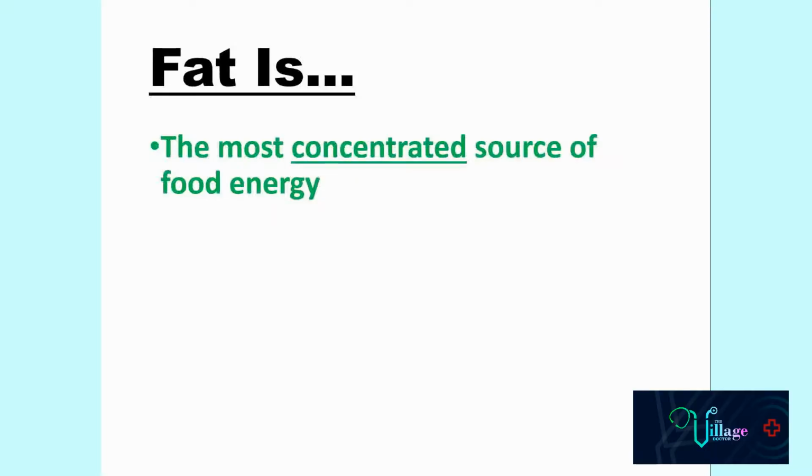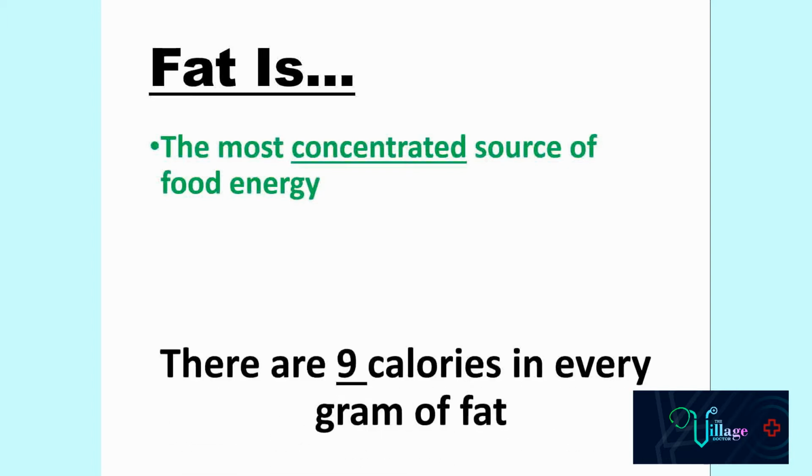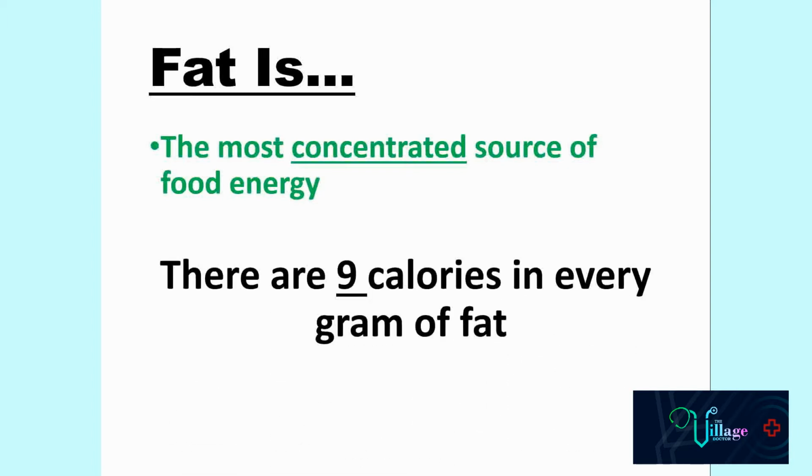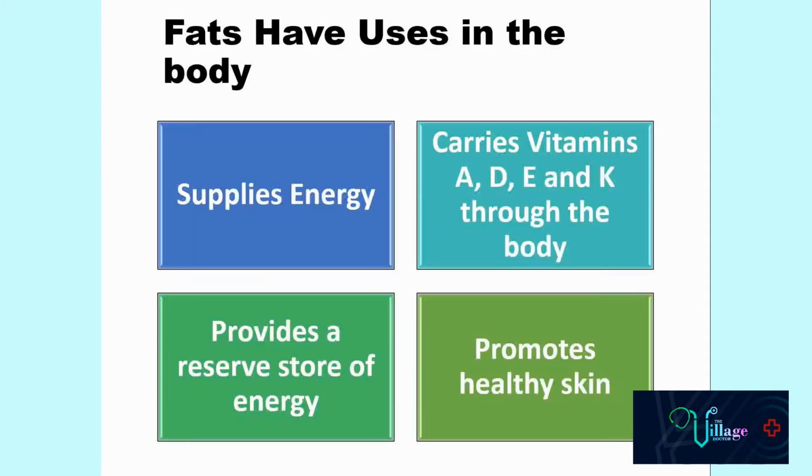For definition purposes, it's the most concentrated source of food energy, having way more calories in every gram than carbohydrates. Fats surprisingly have uses in the body. When you talk about fat in the lexicon of weight loss and cardiovascular health, it's like the worst, to the point that people refer to someone who is obese as being fat. And some of the uses are that it supplies some of the highest amounts of energy, carries the fat-soluble vitamins, provides reserve stores of energy, and promotes good skin health.